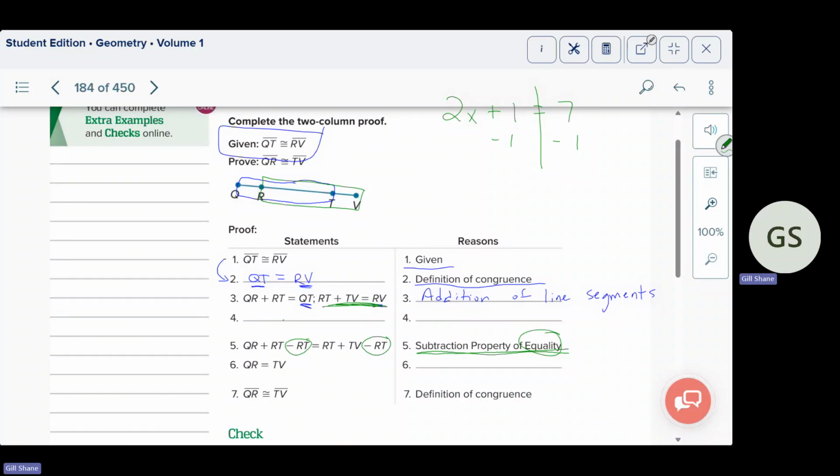All right, so raise your hand if you think, okay, now I understand what goes there. I think I know what this is. Still no. So what did I do in step 5? Subtracted RT from both sides, right? Yes. So what would have to be above that if I'm going to be subtracting RT from both sides?